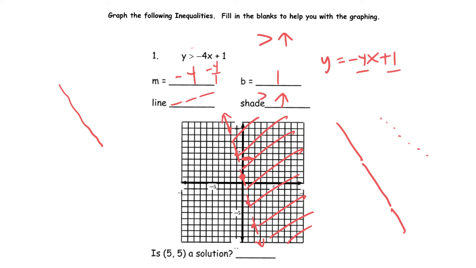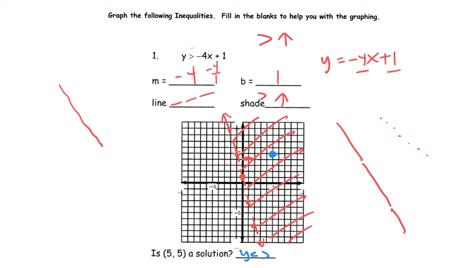And then finally, you see below there it says, is 5, 5 a solution? Now this is very important. In this case, all of these points that you've shaded up here should be solutions. So if I take the point 5, 5, that's going to be right there. Is that shaded? Yes, it is. So that means it is a solution.